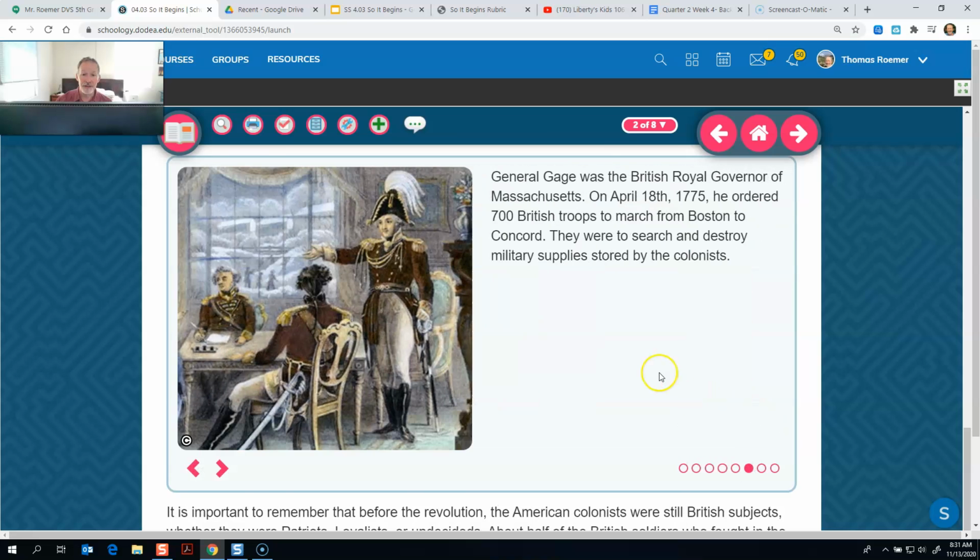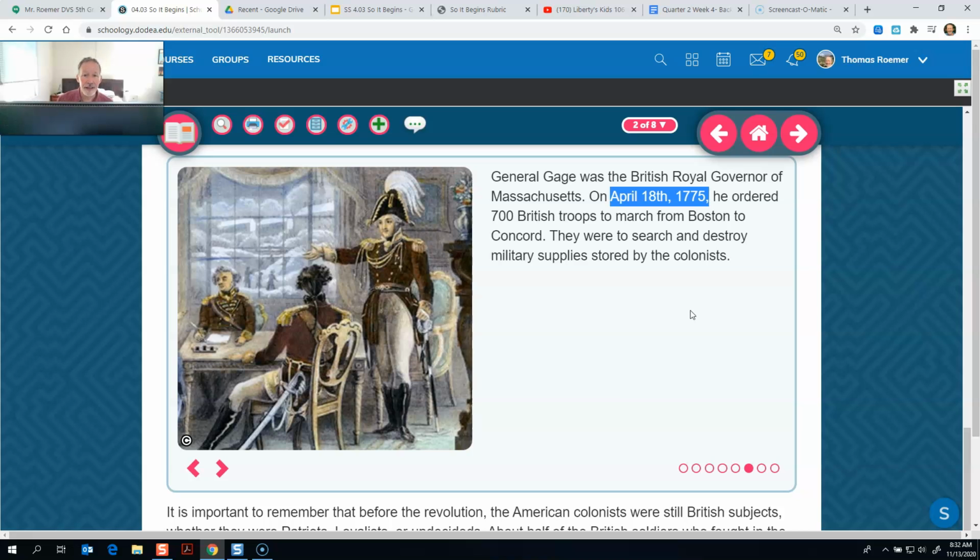And then it goes on to this gentleman right here, General Gage. It says right here that on April 18th, 1775, he orders about 700 British troops to march from Boston to Concord. What they want to do is destroy the supplies that the colonists were putting together to fight. I mean, you think about it, if they have all this ammunition, gunpowder, any cannons, I don't know if they had them, guns, different things like that, you take those away, they can't fight.